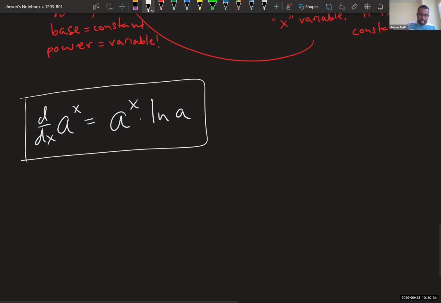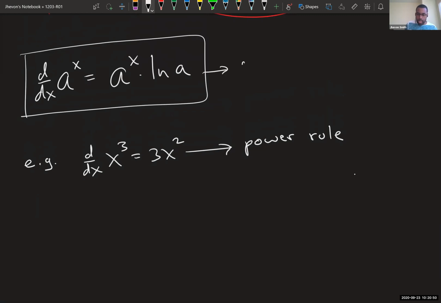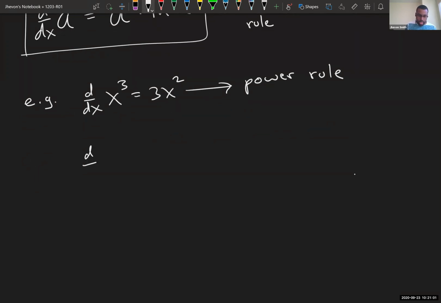So at this point, let's actually do an example. When you see something like the derivative of x cubed, that is 3x squared, and that's because of the power rule. This guy here is called the general exponential rule, by the way. If you instead see something like this, the 3 is the base and the x is the power, then it is not the power rule. This is a general exponential rule. The derivative of that is going to be 3 to the x ln of 3.